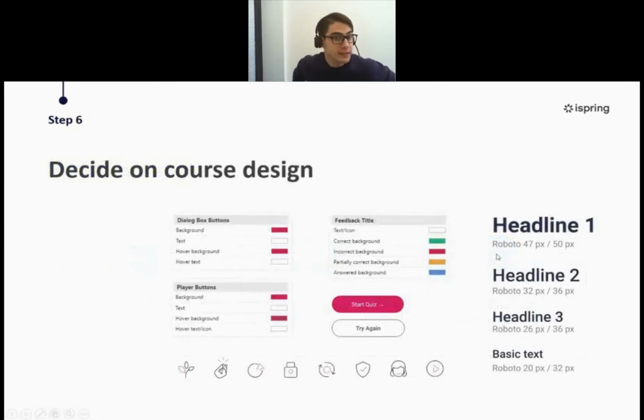Okay, step 6, decide on course design. Now that your storyboard and script are ready, it's time to think about the design of your course. If your company has a brand book, it'll be much easier for you. A so-called brand book or brand style guide provides distinct guidelines for maintaining brand identity across all aspects of the business, including employee training. If you don't have a brand style guide, you can create your own. So define a palette of colors, fonts, and decide which icons you will use. This way, you'll achieve design consistency and your course will look much more professional.